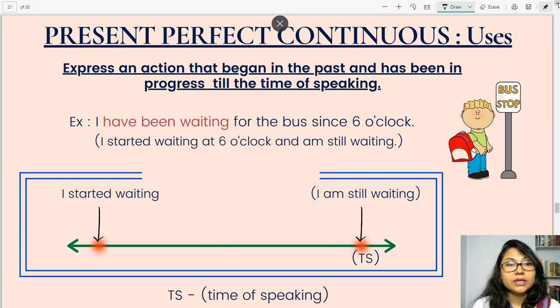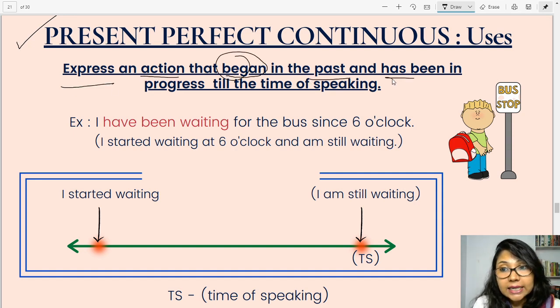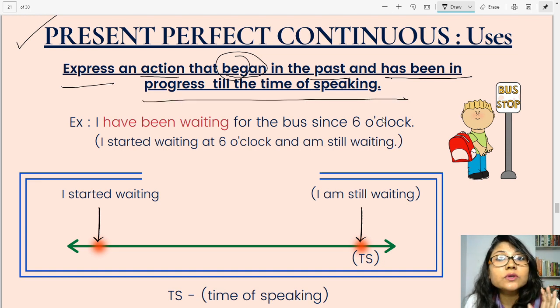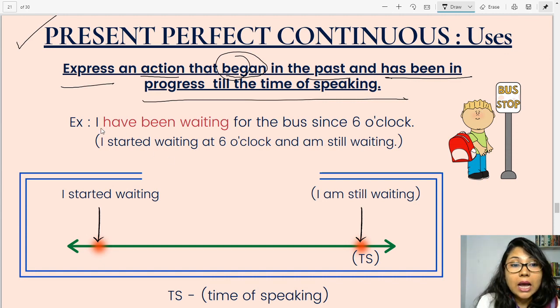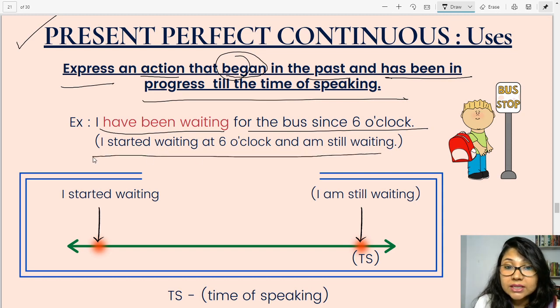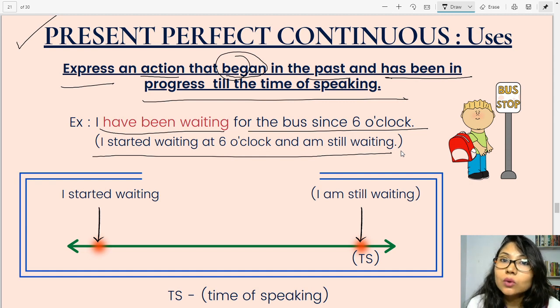Present perfect uses. It is used to express an action that began in the past and has been in progress till the time of speaking. Alright, let's look at the example. I have been waiting for the bus since 6 o'clock. That is, I started waiting at 6 o'clock and am still waiting.